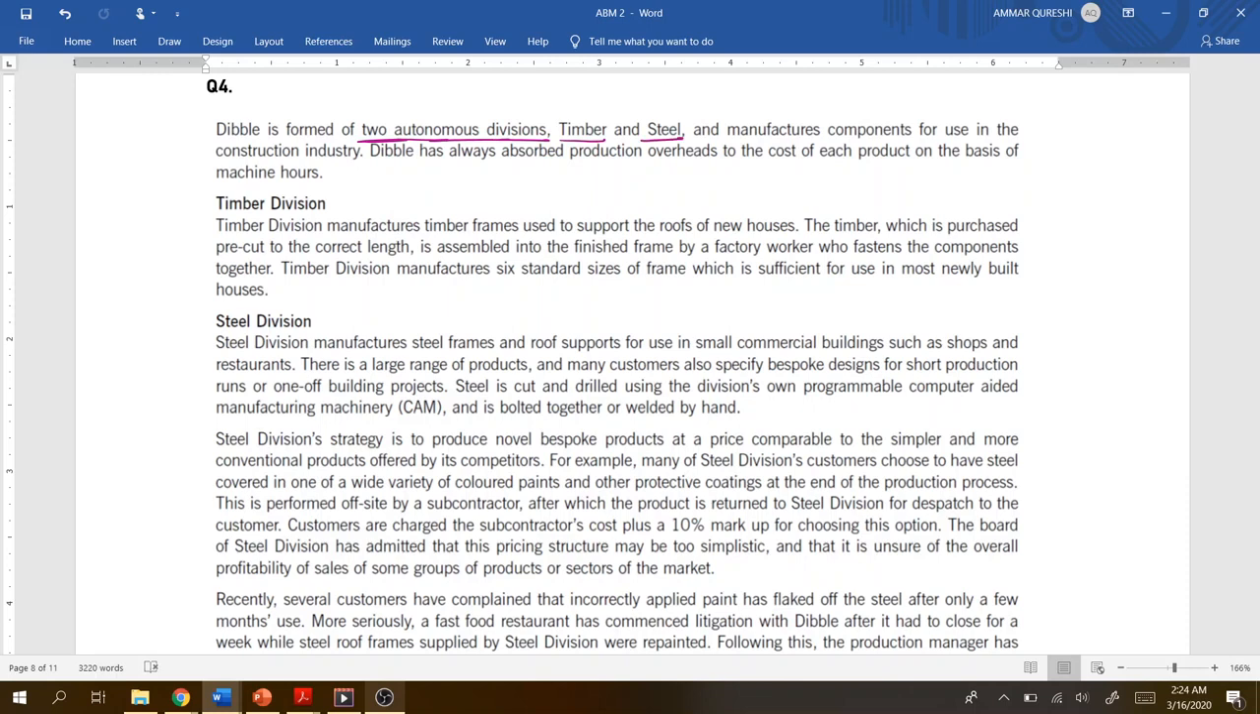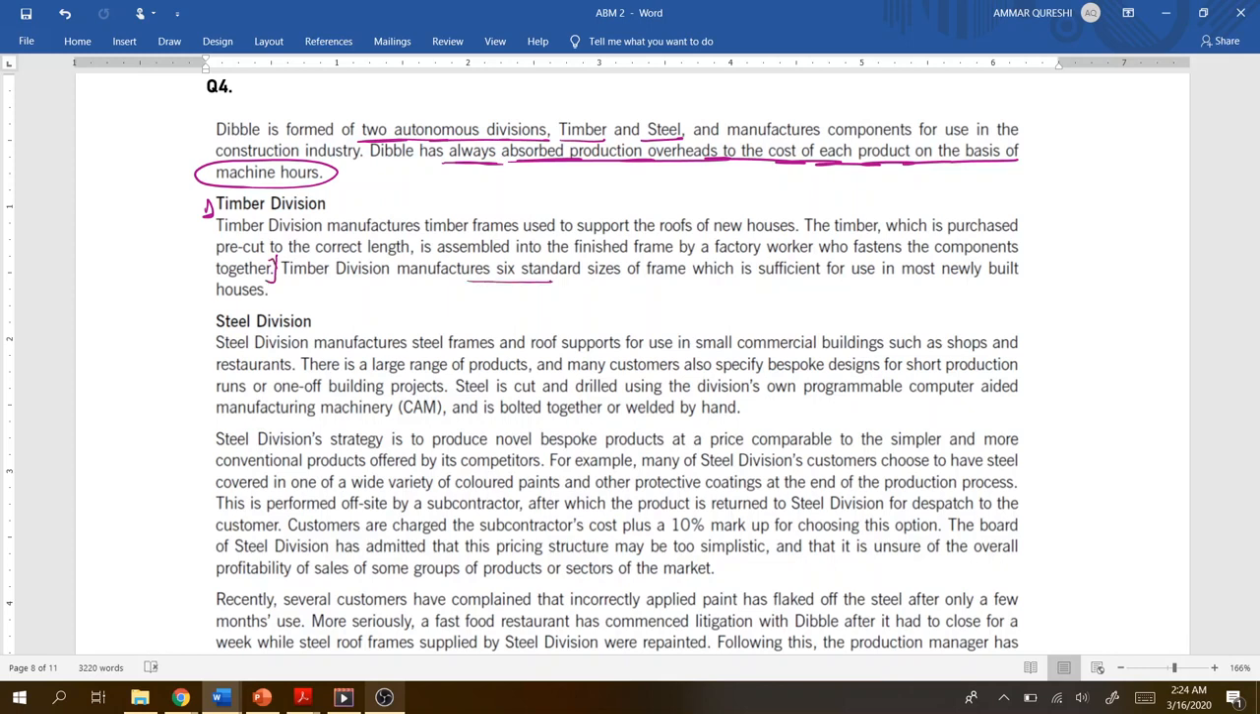The company always absorbs production overheads on cost of each product on the basis of machine hours. Machine hours is basically a traditional system of absorption costing, which we have already studied in F2 and F5. Now, this is basically what the company is doing right now. Now, timber division, the first division, right? Our timber division manufactures timber frames used to support the roofs of new houses. The timber, which is purchased pre-cut to correct length, is assembled into finished frames by factory workers who fasten the components together, right? This is basically the introduction of the product.